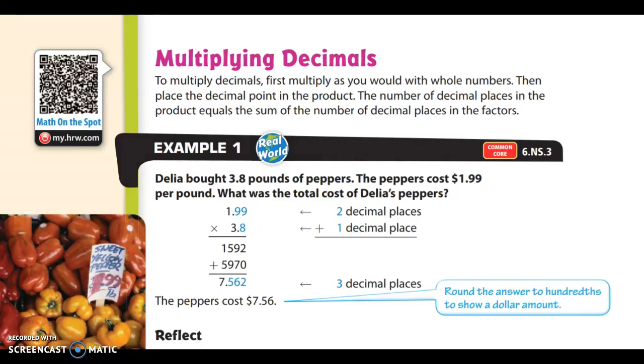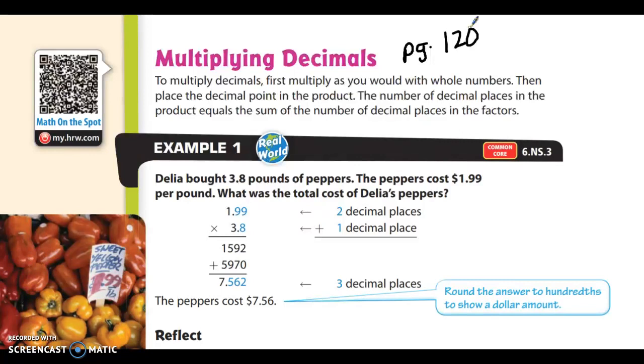Alright, more about multiplying decimals. This is page 120. And on this page we're going to actually learn what you may have summarized at the bottom of page 119. Read the top of the page with me.